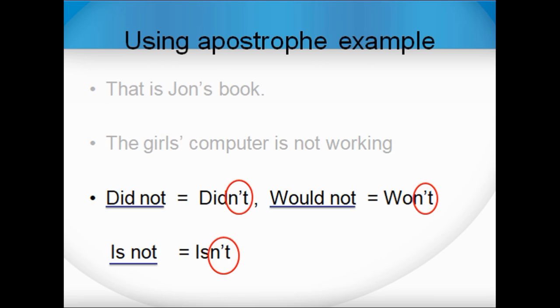Let's look at using the apostrophe to omit letters, to make words shorter, to make a new word. Did not. We take out the letter O and we get didn't. And it means the same as did not. Would not, we shorten that and we get the word wouldn't. Is not, we shorten that word by omitting certain letters from the word and we get the word isn't. So I hope you understand how to use the apostrophe correctly now.